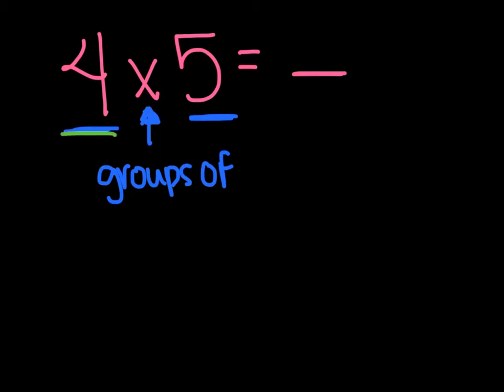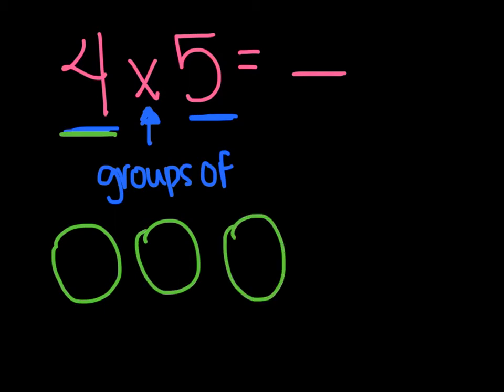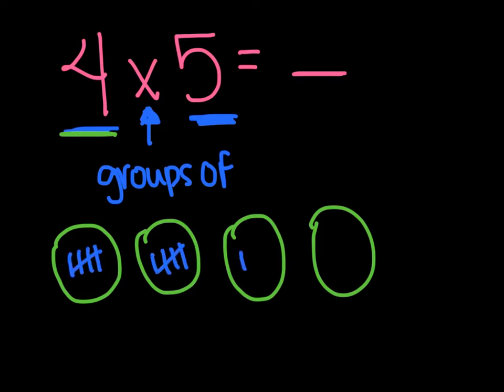So let's do our 4 groups, and I'm going to color code it. So I have 4 groups, so I'm going to just draw 4 circles. 2, 3, 4. Do you see how I have 4 circles? And then inside it, that will be my blue, 5. So I'm going to put 5 in each. So I'm going to do 1, 2, 3, 4, 5 in each circle. All right. So now I can add up what's in each of these to figure out how many tallies I have total. So I should have 5, 10, 15, 20 tallies total. So I know that 4 times 5 is actually 20.